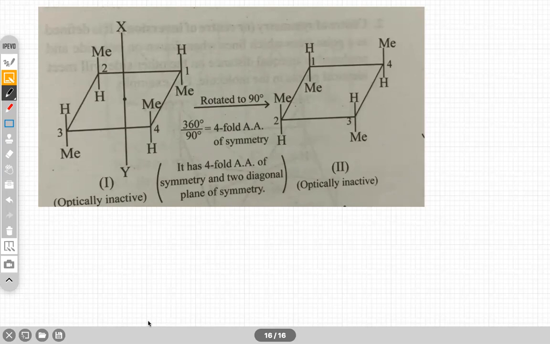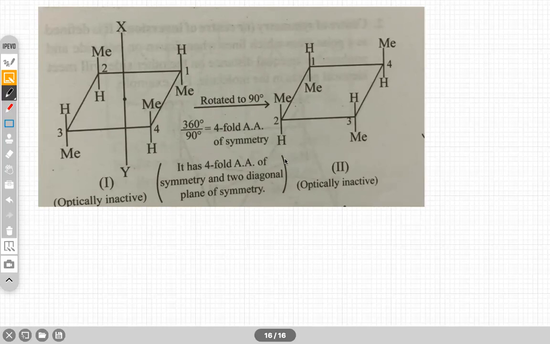If you rotate this by 90 degrees, or if you keep on rotating, you will get a state where the first molecule and the other one completely overlap. They look identical to each other. And that particular thing, we call it alternative axis of symmetry. Here also the complete structure is not drawn. We have a four-fold axis of symmetry here, means you need to draw it, rotate it four times like this.